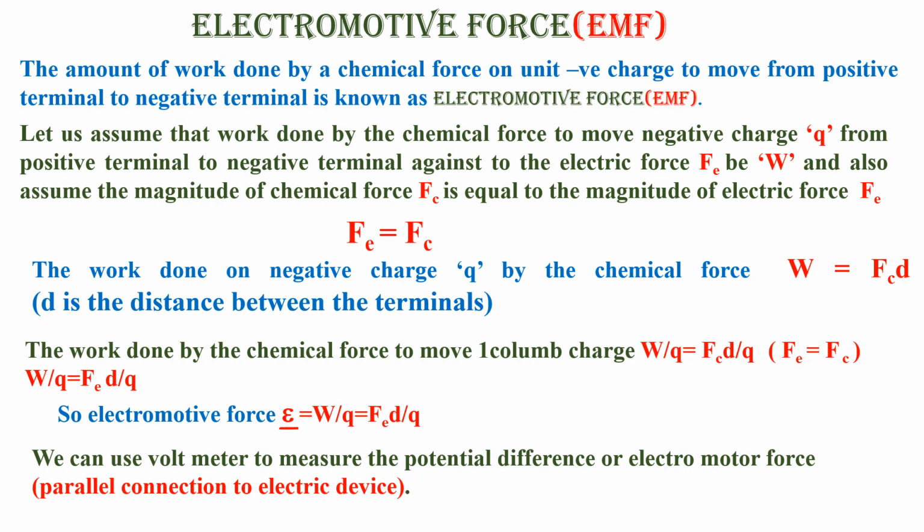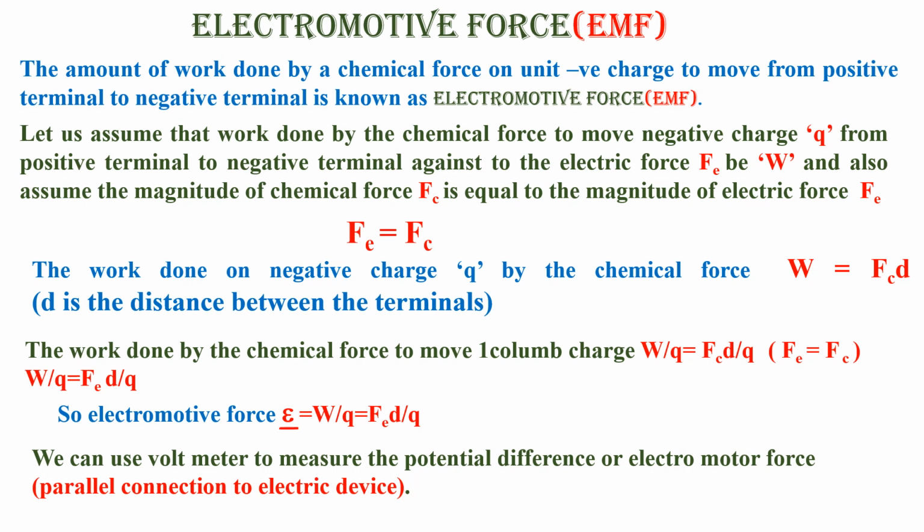Negative charge is Q and electric force is Fe, and the work is W. Also assume that the magnitude of chemical force is equal to the magnitude of electric force, that is Fe is equal to Fc. Now the work done on negative charge Q by the chemical force is W, that is equal to Fc D. What is D? D is the distance between both the terminals.